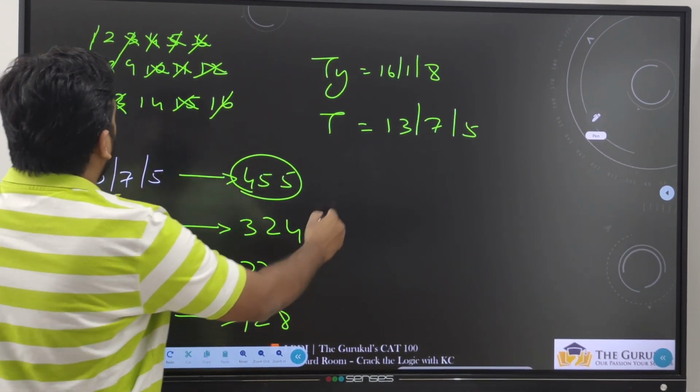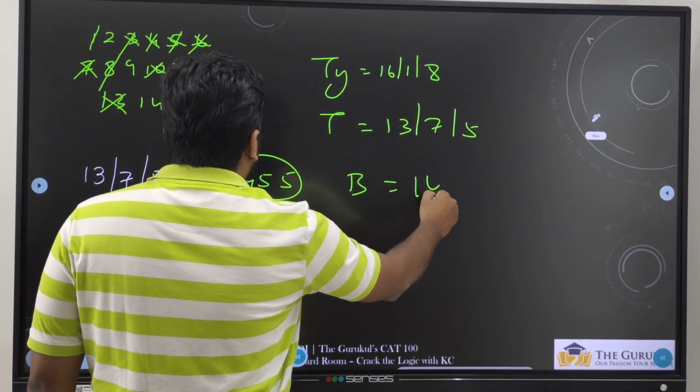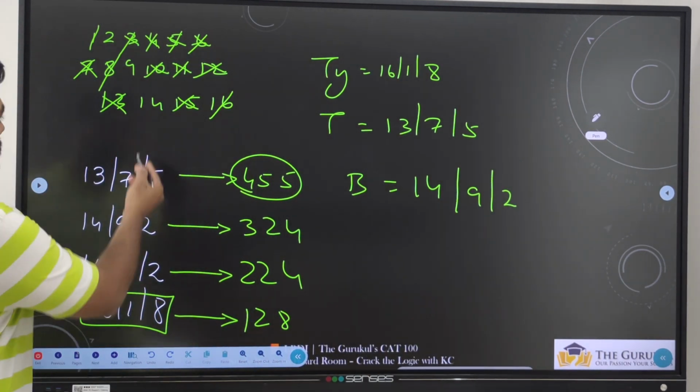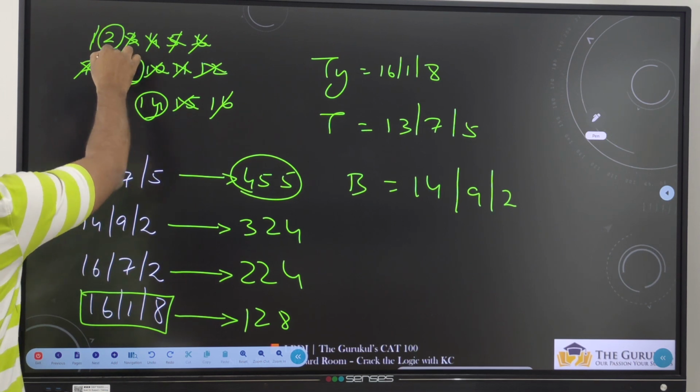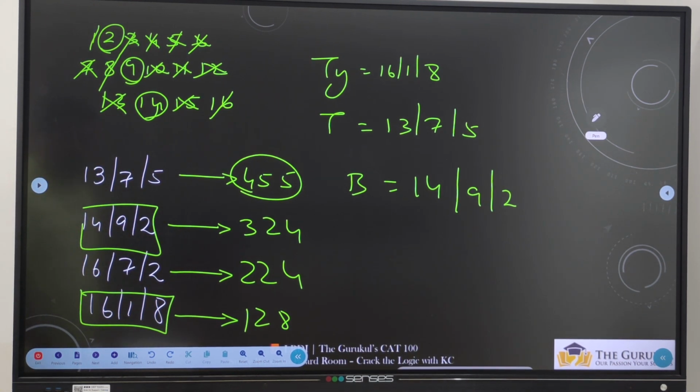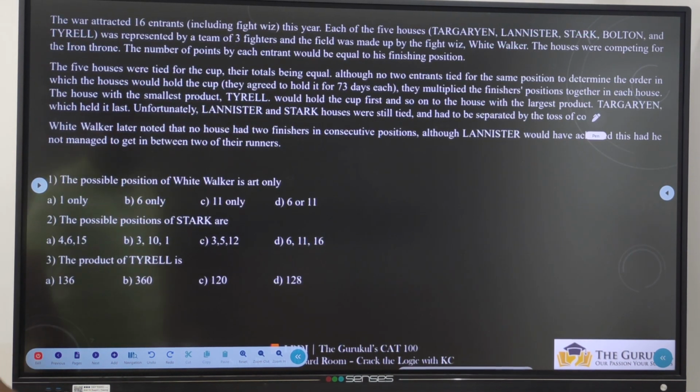And we are left with Bolton. Bolton should be equal to 14, 9 and 2. Those are the only three numbers which are left. That will be for Bolton, and there is a condition over here. Everything is good. Okay. Let's look at the first question.